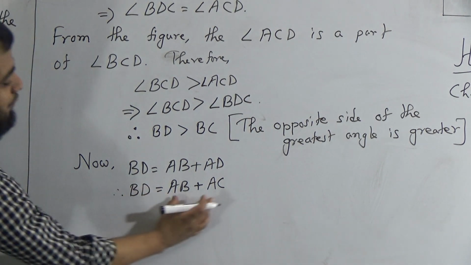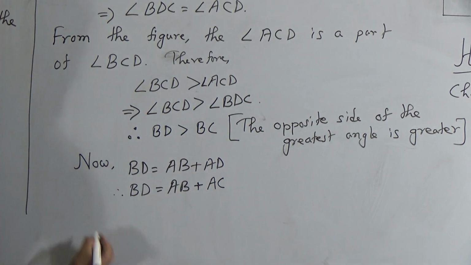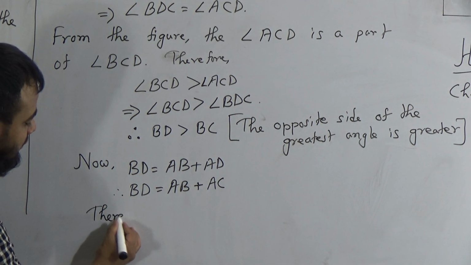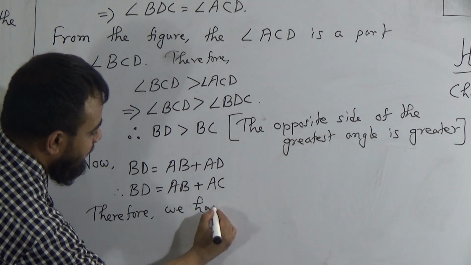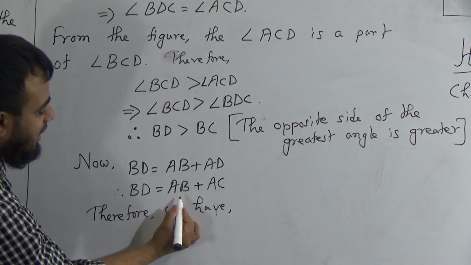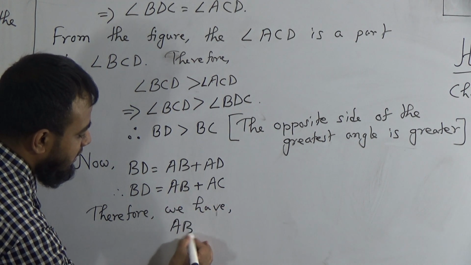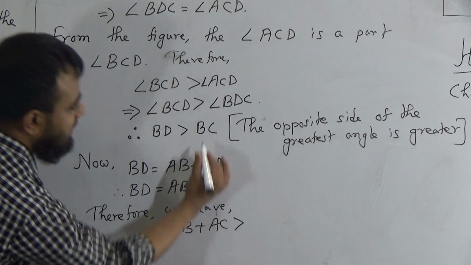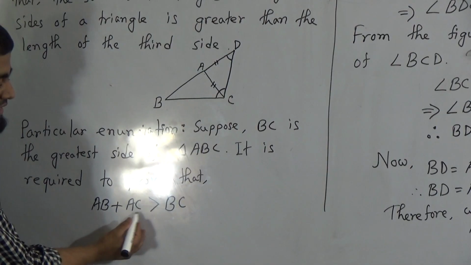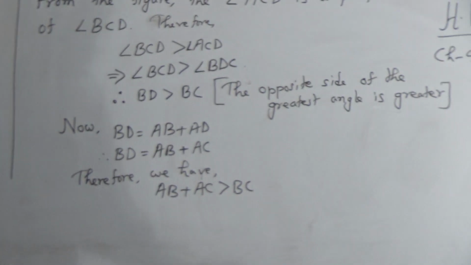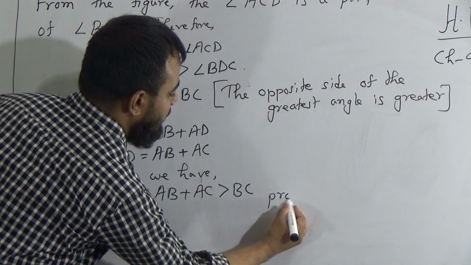So put this value in this inequality, we will get what? Therefore, in the place of BD we can put AB plus AC. So AB plus AC is greater than BC. Okay, so this is our required proof, my dear students. This is our required solution. AB plus AC is greater than BC. It was needed to prove, and I have proved this one already. You can write down after this: proved.